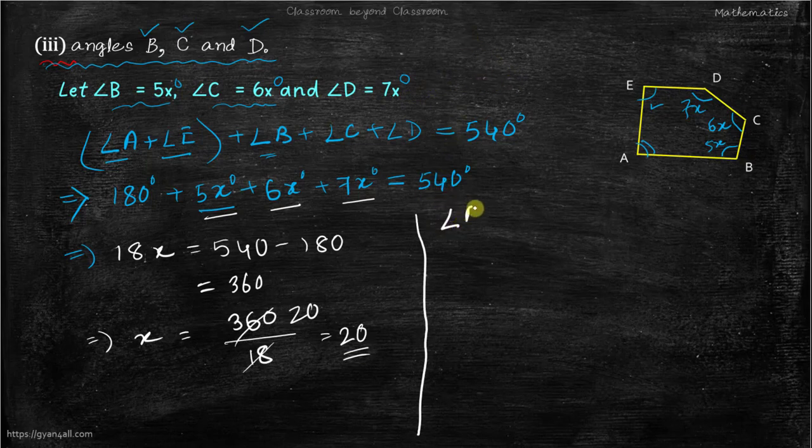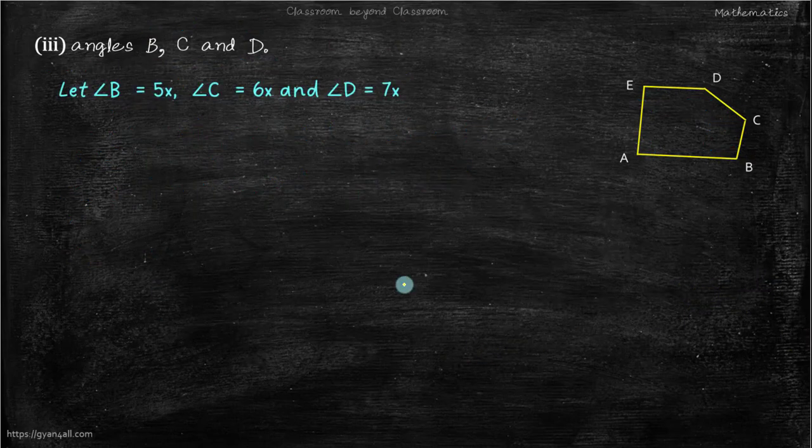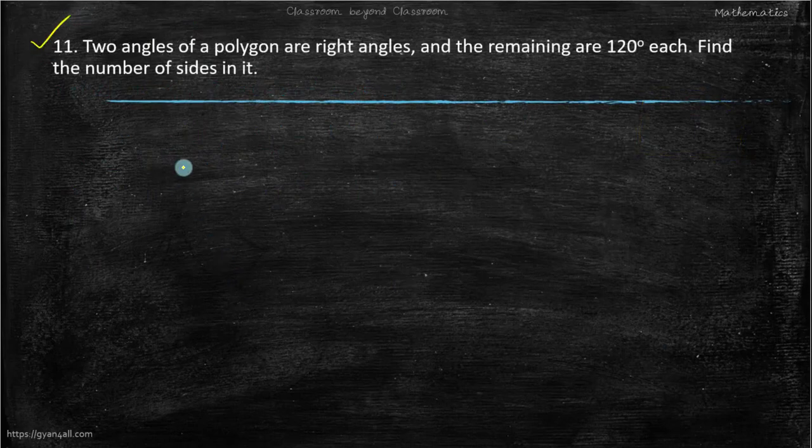We can find out the value of 5x, 6x and 7x. So angle B is equal to 5x, that is 5 into 20 degrees, which is equal to 100 degrees. Angle C is equal to 6x degrees, that is 6 into 20 degrees, which is equal to 120 degrees. And angle D is equal to 7x degrees, that is 7 multiplied by 20 degrees, which is equal to 140 degrees.